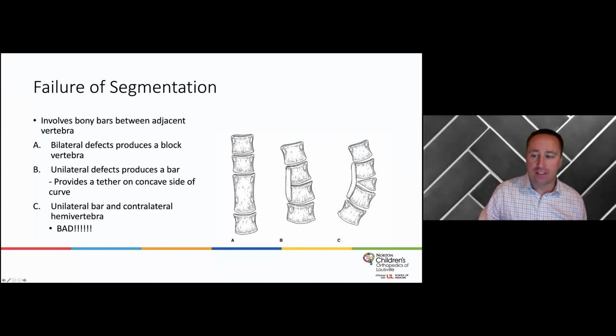And then you have C, and this is the worst kind to have. What you have is a hemivertebra that's fully segmented. So it has a disc space above and below, but on the other side, it has a bar. What happens is the bar doesn't grow, but the hemivertebra does grow, and that continues to get worse. That is when you really need to watch these closely, because these curves can get out of control.